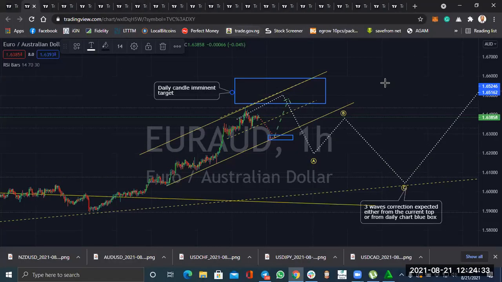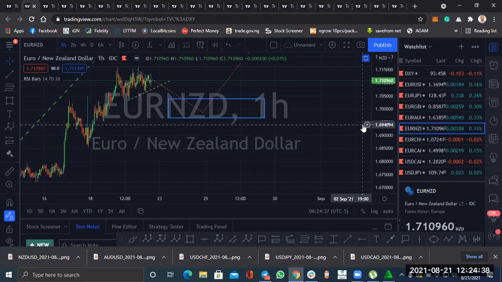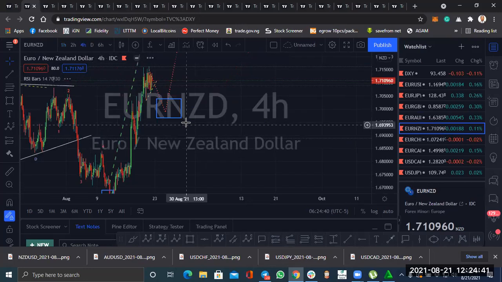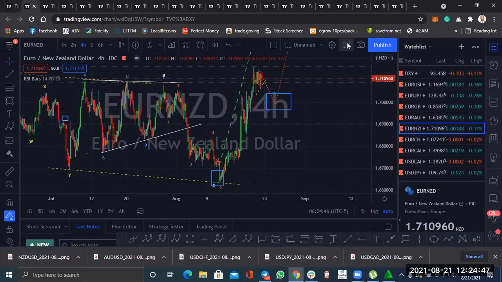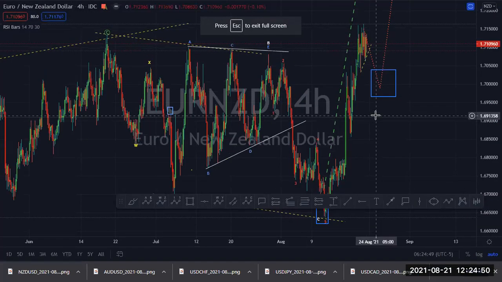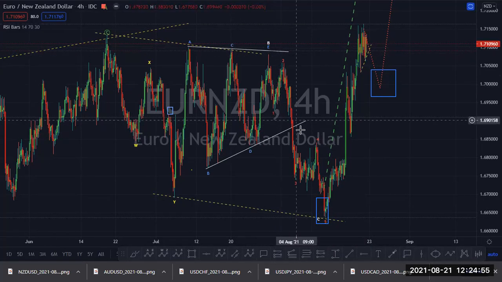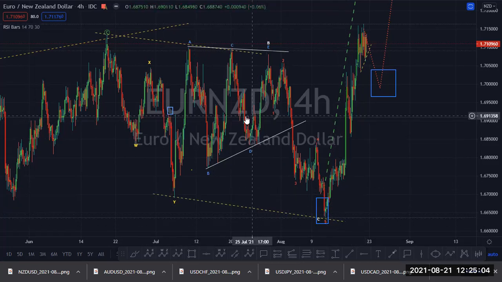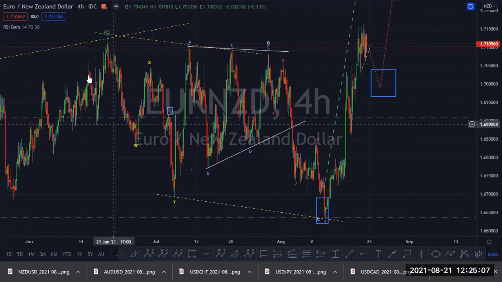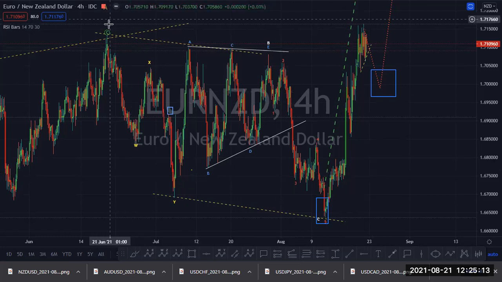Okay, we move. Next is Euro New Zealand. If you watched our last week, I told you that we're gonna sell it down to this level, and it happened exactly as I forecasted. You can see 1, 2, 3, 4, 5 waves to this level, and that's the end of this very structure. You can call it A, B, C, whatever you call it, but it's the end of the structure.